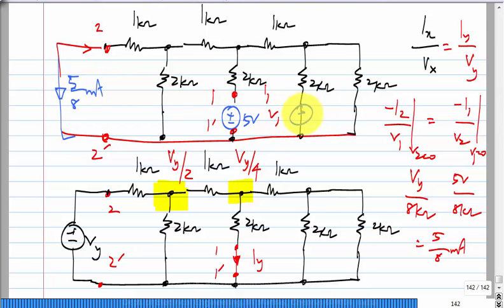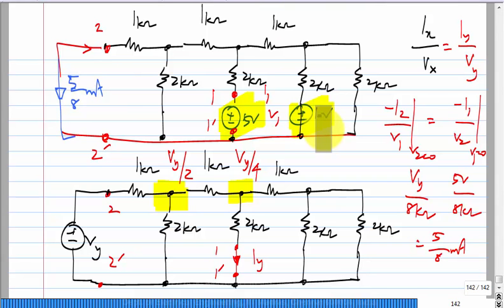So, if I add a 10 volt source here, what will happen? What will be the answer? 5 by 4. Obviously, you use superposition. The contribution of this alone is 5 by 8. What is the contribution of this alone? 10 by 16, also 5 by 8, right? So, you just add the two, you will get 5 by 4.